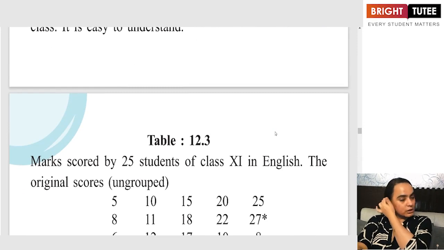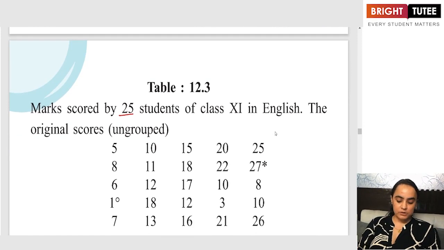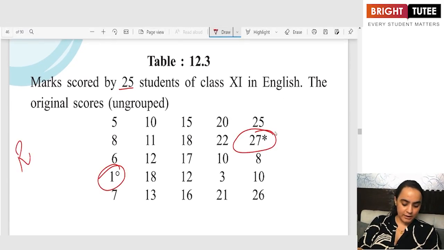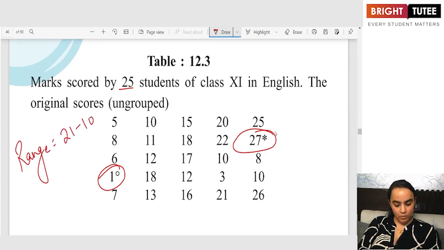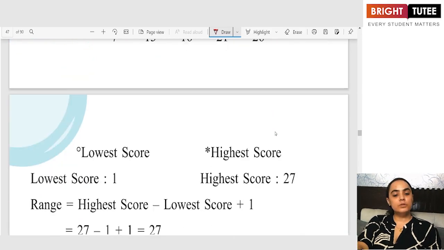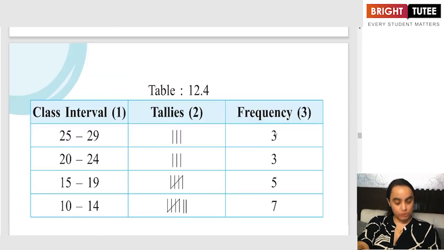There's another solved example in front of you. Marks scored by 25 students of class 11 in English, and the ungrouped data is given to you. Again, the highest score and the lowest score are here, so I can calculate the range. Range is the highest minus the lowest. Sorry, it is 1 plus 1, so this cancels out. My range is 20. I know the range now. I have to tabulate the data. The highest was 27. I'm really sorry, I wrote it 21.